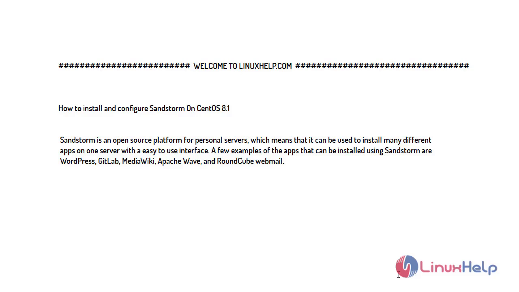For today's topic, I will show you how to install and configure Sandstorm on CentOS 8.1. Sandstorm is an open source platform for personal servers, which means that it can be used to install many different apps on one server with an easy to use interface. A few examples of apps that can be installed using Sandstorm are WordPress, GitLab, MediaWiki, Apache Wave, and RoundCube webmail. So now let's proceed with the installation process.